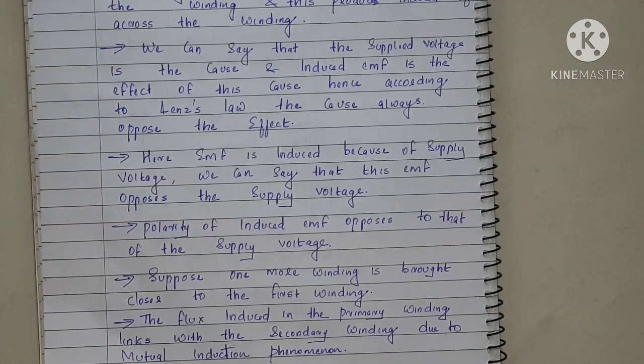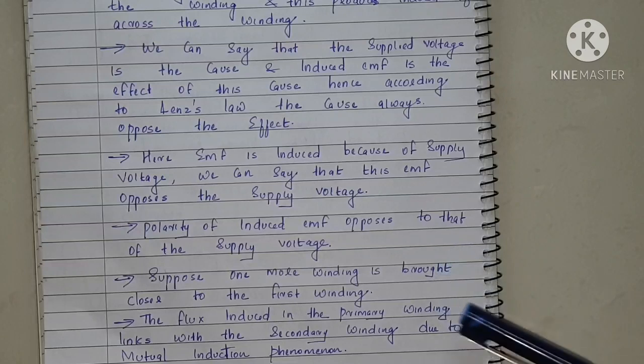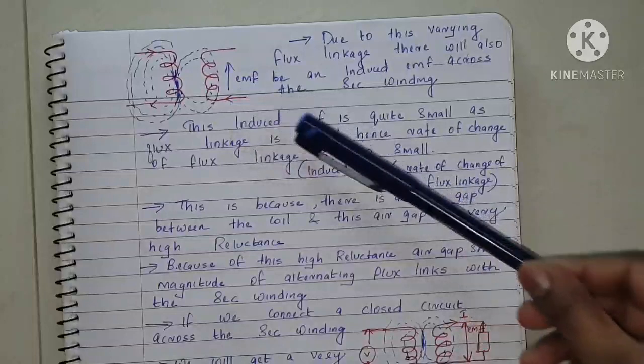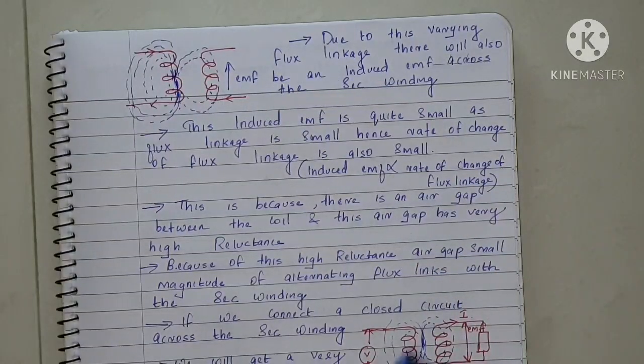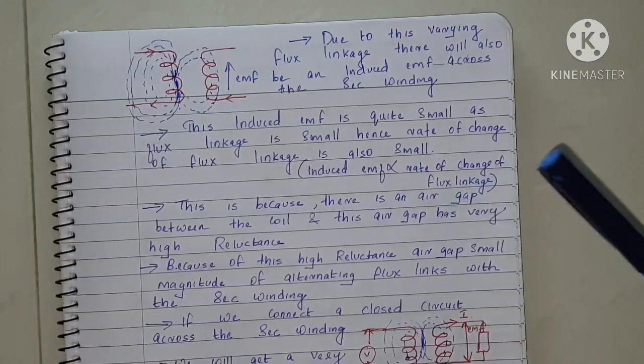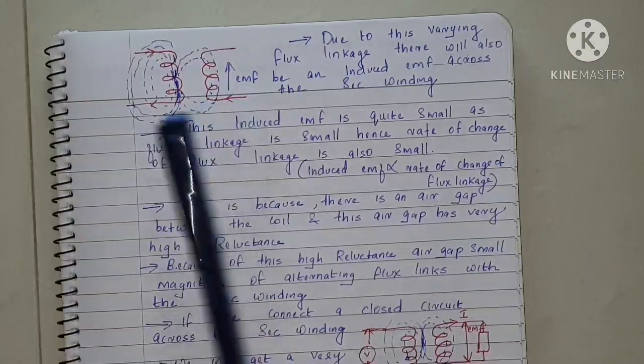Suppose we consider a single winding here, and to this single winding, one more winding is brought closer. So the flux induced in the first winding links with the second winding due to the mutual induction phenomenon. That is, a second winding is brought closer to the first winding, so the flux gets linked with the second winding also. Due to this varying flux linkage, there will be an induced EMF across the secondary winding.